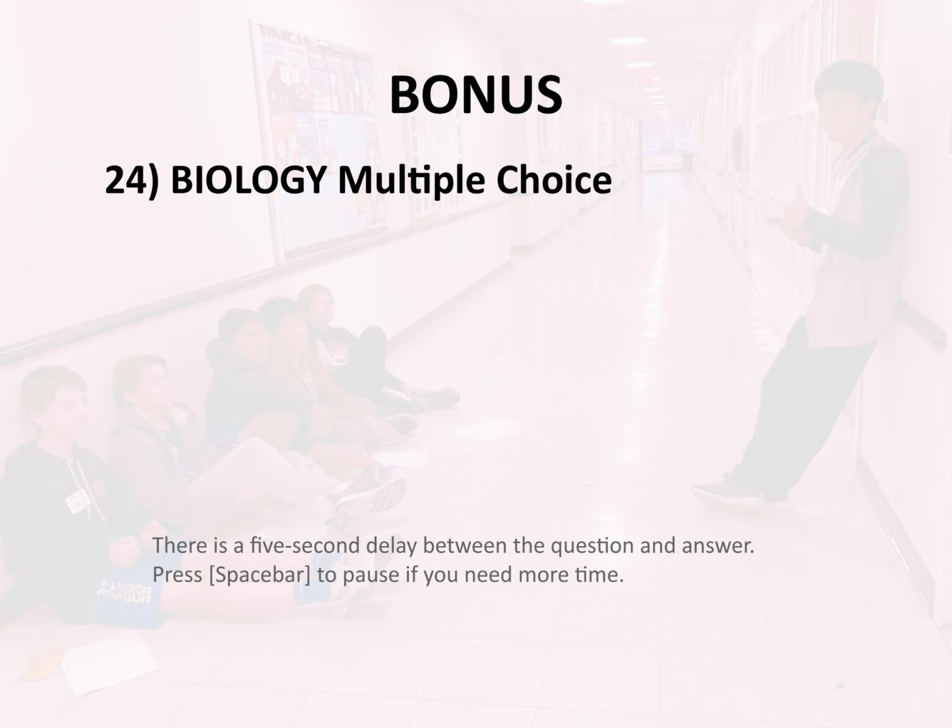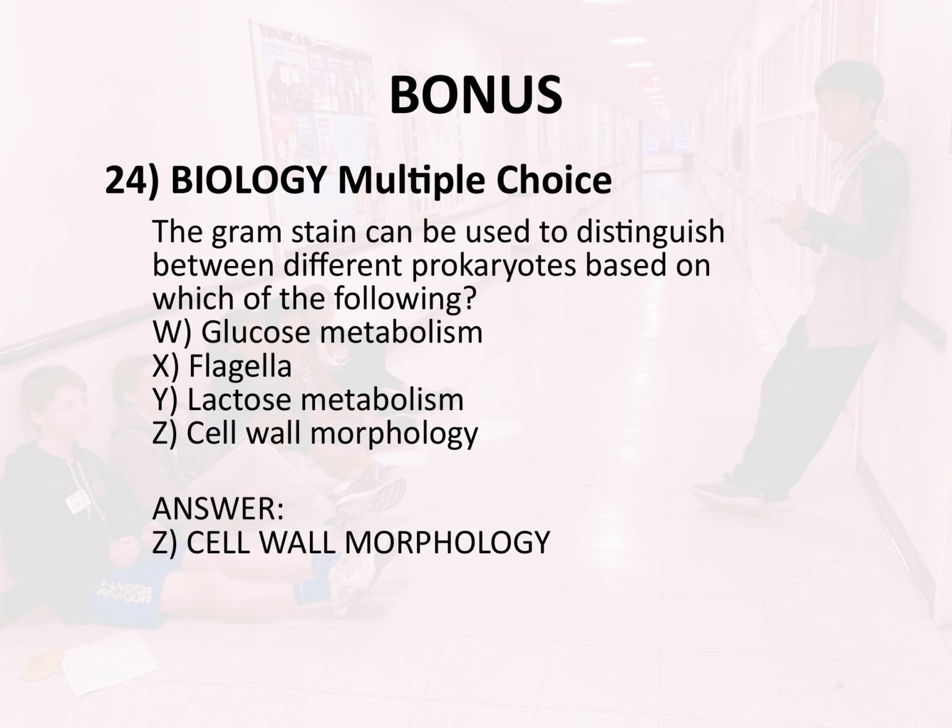Bonus, 24. Biology. Multiple choice. The gram stain can be used to distinguish between different prokaryotes based on which of the following? W. Glucose metabolism. X. Flagella. Y. Lactose metabolism. Z. Cell wall morphology. Answer. Z. Cell wall morphology.